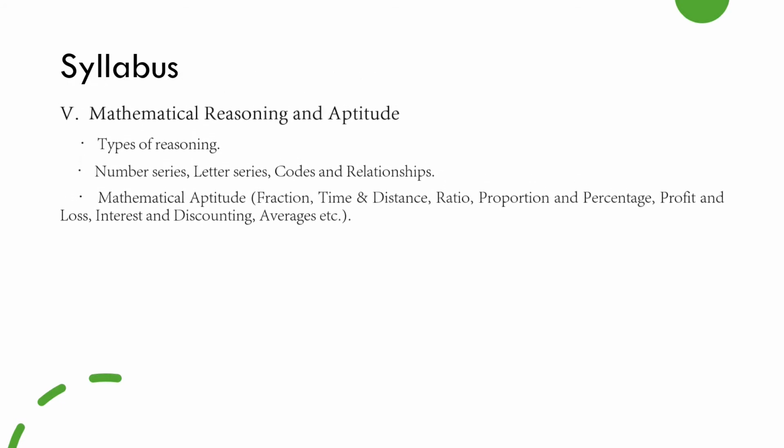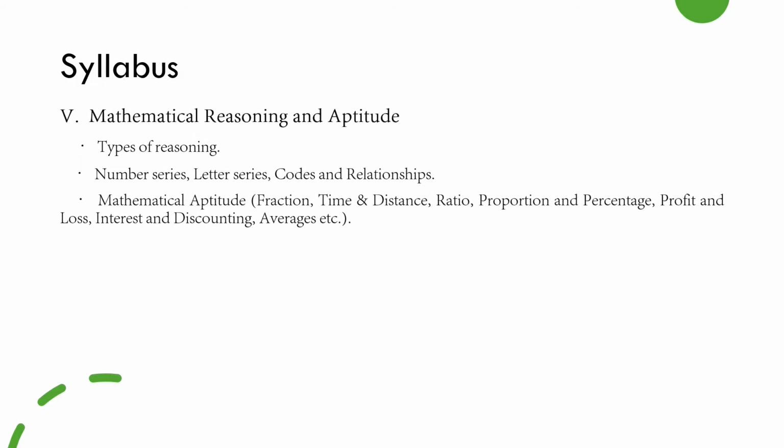The fifth part of the syllabus refers to mathematical reasoning and aptitude, which includes types of reasoning, number series, letter series, codes and relationships, mathematical aptitude, fraction, time and distance, ratio, proportion and percentage, profit and loss, interest and discounting, averages, etc.